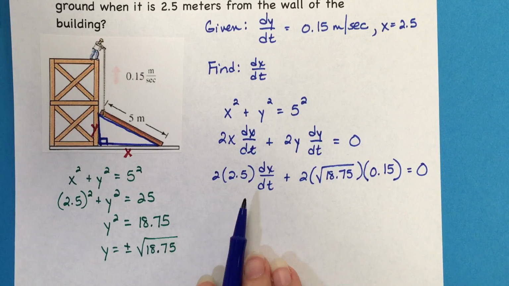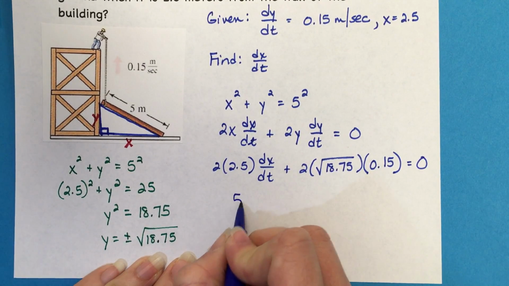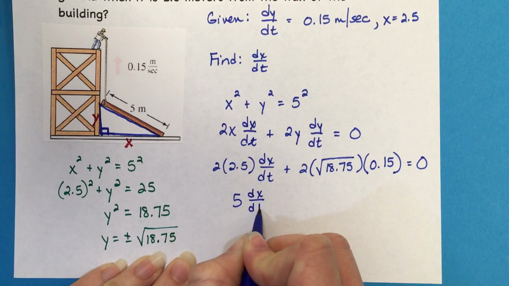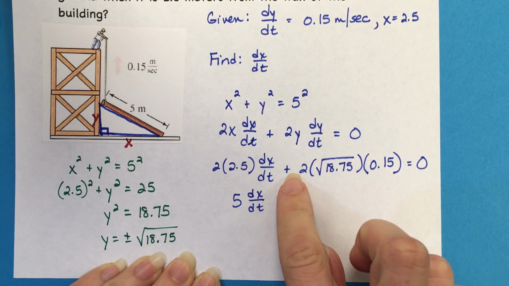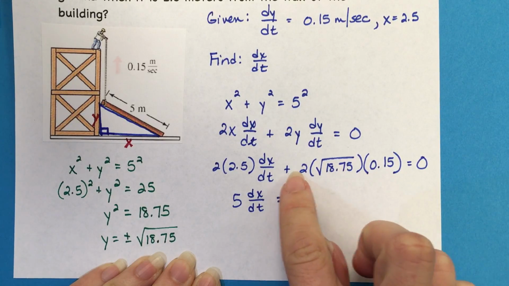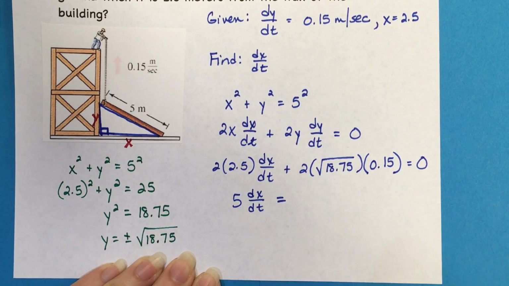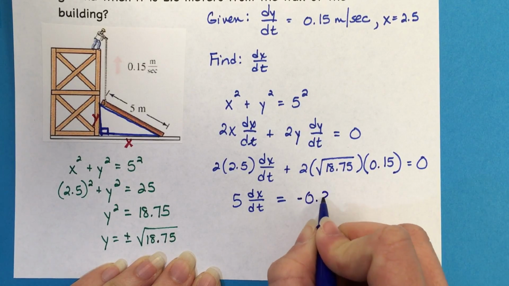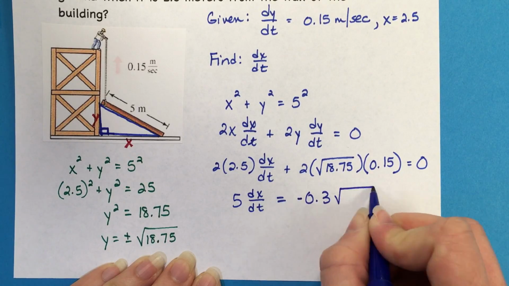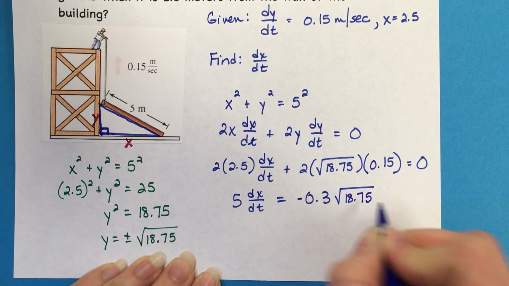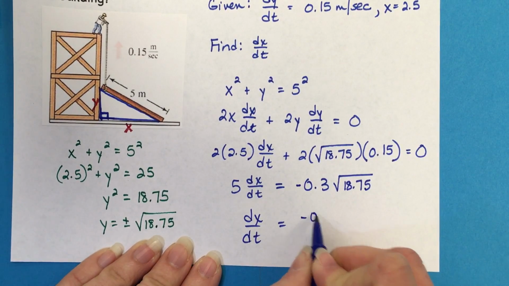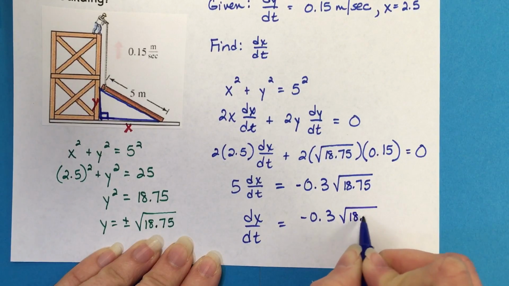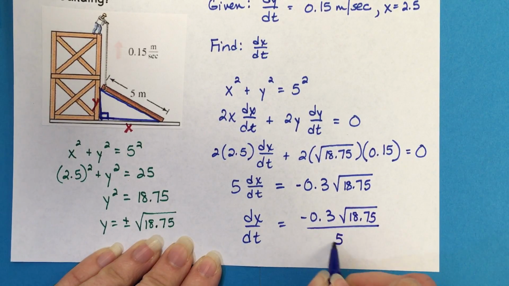Okay, this is going to give us 5. And I'll end up multiplying the 2 times this, but once I multiply that, this is going to need to be subtracted, so you have it on the other side. So that's going to end up giving me negative 3/10 square root 18.75. So dx/dt equals that, all divided by 5.